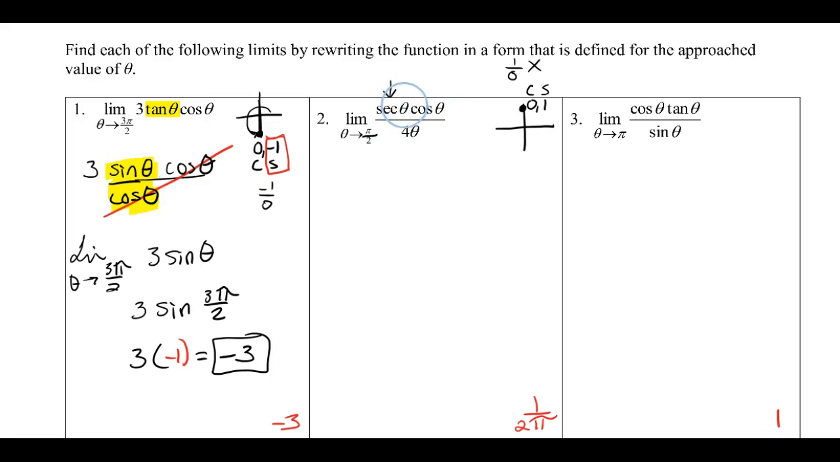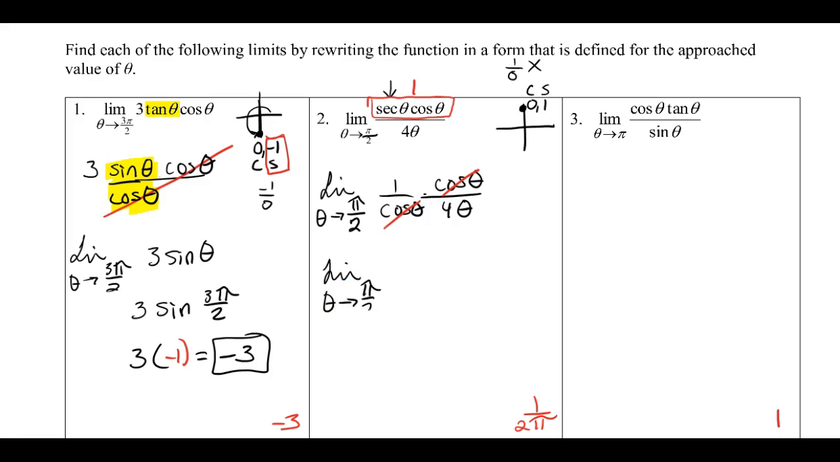I have two approaches here. I could rewrite this as 1 over cosine. It's the reciprocal identity. So I'd have the limit as theta approaches pi over 2 of 1 over cosine theta times cosine theta over 4 theta. And that clearly allows me to cancel my cosines. Another approach is that if you become familiar with it, you can just know that secant times cosine, anything times its reciprocal, just equals 1. Either way, that lets me simplify this function as theta approaches pi over 2. Now my limit is 1 over 4 theta.